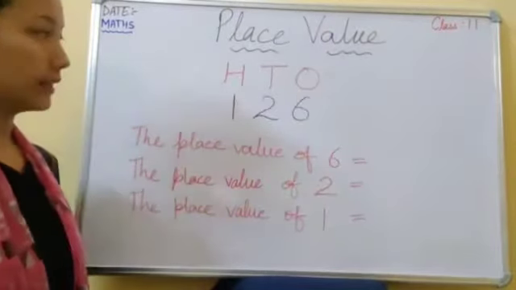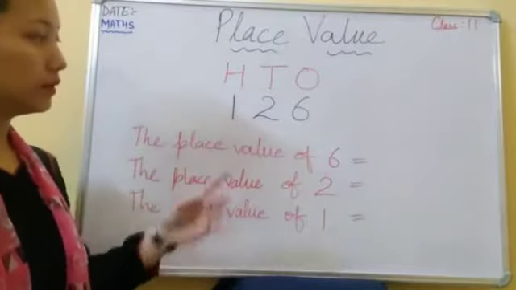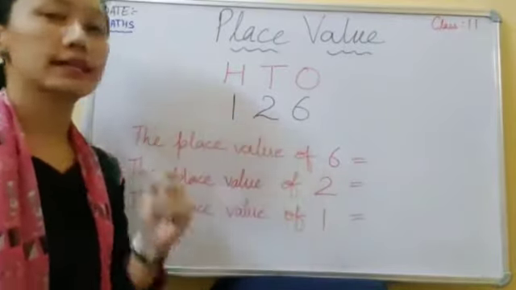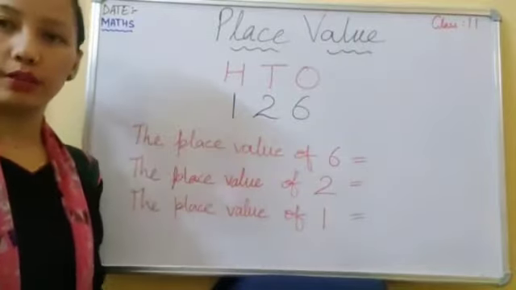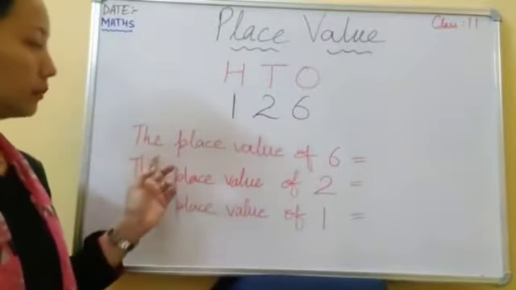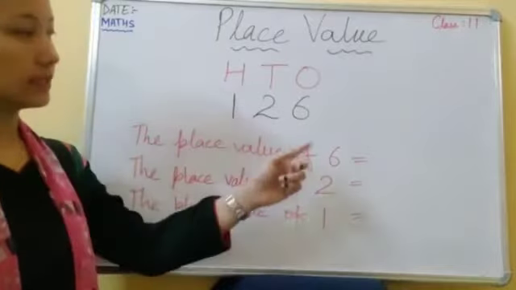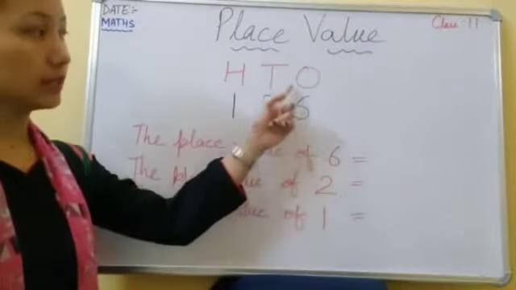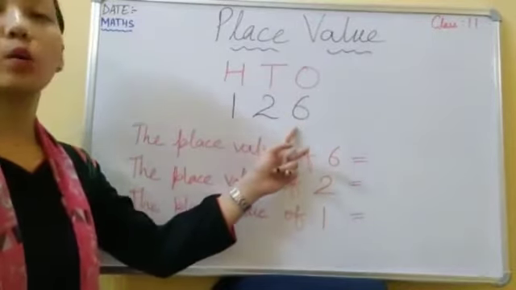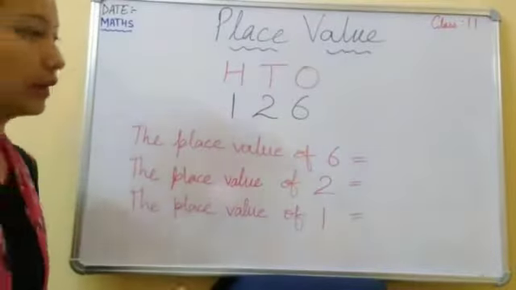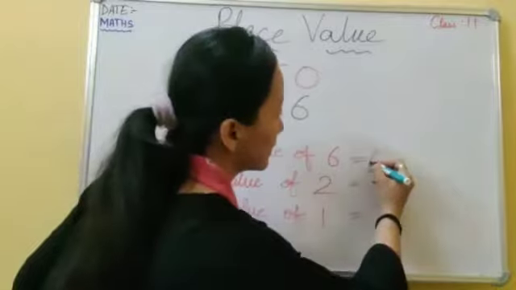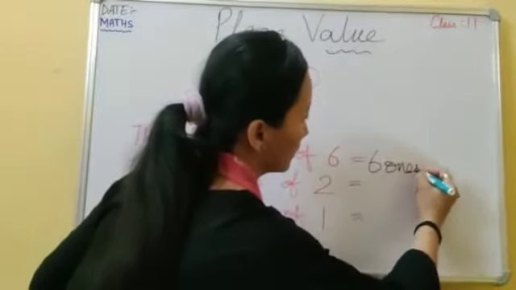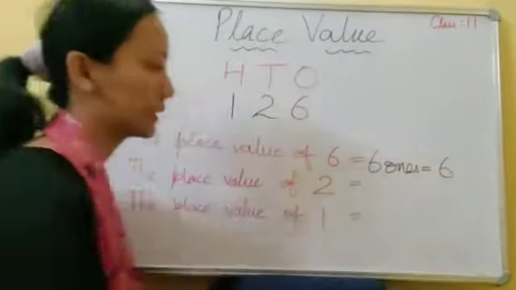Now let's take another number. Here we have the number 126. Here you have to write the place value of the given number. Okay students. First tell me the place value of 6. It is under ones place. Right. So write 6 ones is equal to 6.